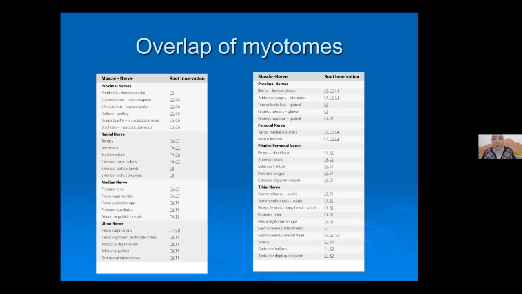The femoral nerve, vastus medialis and lateralis, and the rectus femoris muscle, the root value is L3 and L4 mainly, and L2 to a lesser extent. Fibular or peroneal nerve, the muscles are biceps, the short head of biceps, and this is very important because the main innervation takes from L5 and S1, but mainly S1. So this is an important muscle in solving our puzzles.